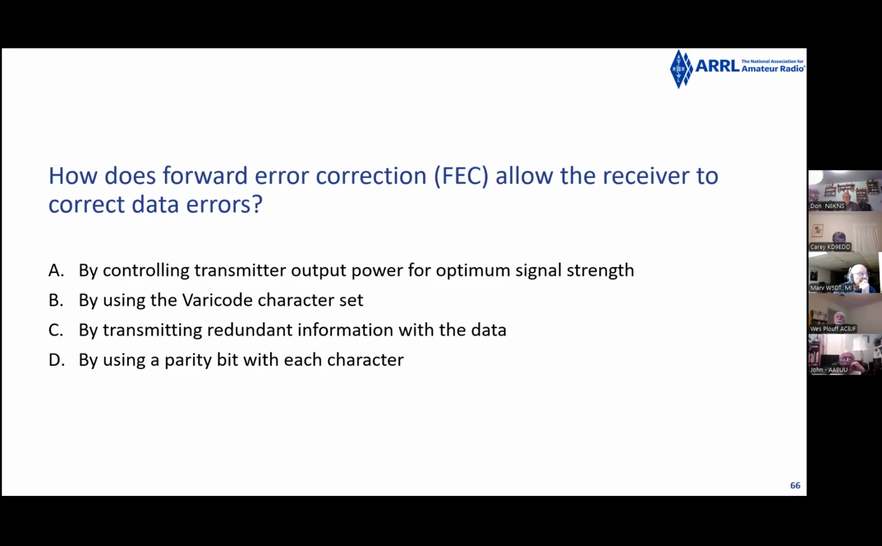How does forward error correction allow the receiver to correct data errors? A, by controlling transmitter output power. B, by using the varicode character set. C, by transmitting redundant information with the data. Or D, by using a parity bit with each character. C. Yeah, it is C, Charlie.